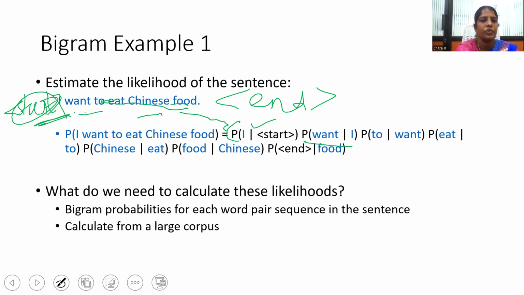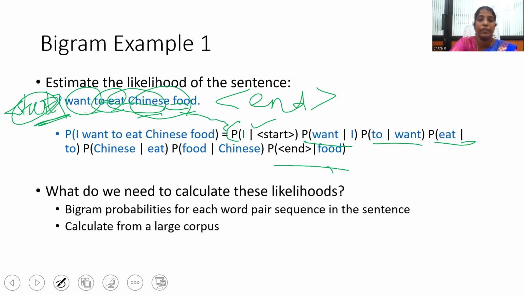Then the probability of to given want. Then the probability of eat given to, eat divided by to. Then the probability of Chinese divided by eat, and food divided by Chinese. That is, the probability of the second word divided by the first word. That is equal to the count of the combination of the first two words divided by the count of the first word. Check this one, this is the end. So the probability of end divided by food.